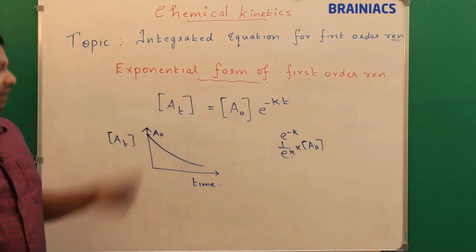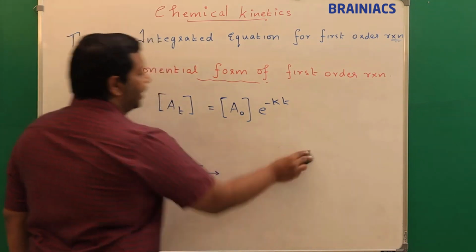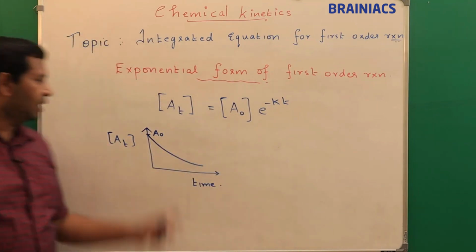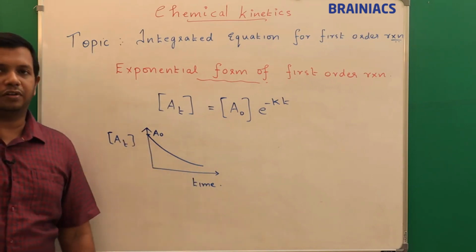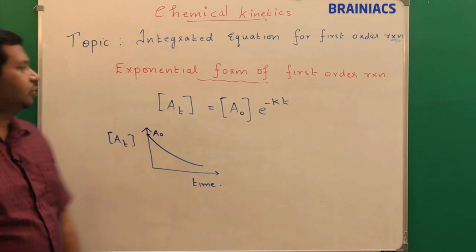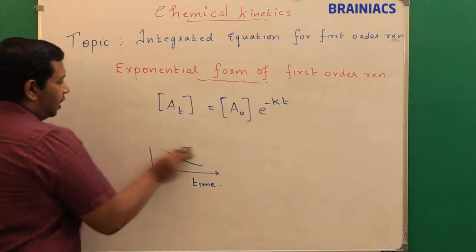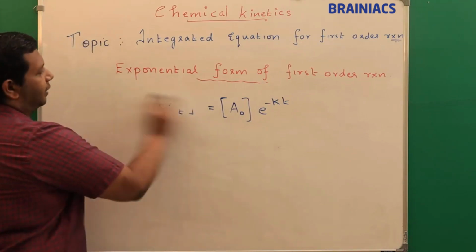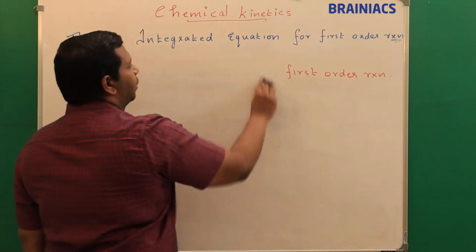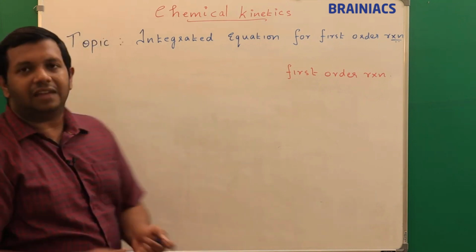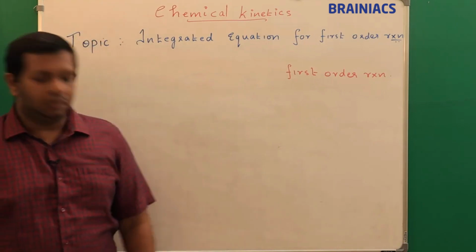Understood? So this is the integrated rate equation for a first order reaction in the exponential format, and the graph A of t versus time looks like this. It keeps on decreasing in an exponential way. Clear? Now next we will try to see the half-life of a first order reaction. You know what half-life is basically; I have told in the 0th order reaction. Half-life is the time required for the initial concentration to become half of the initial value, correct?